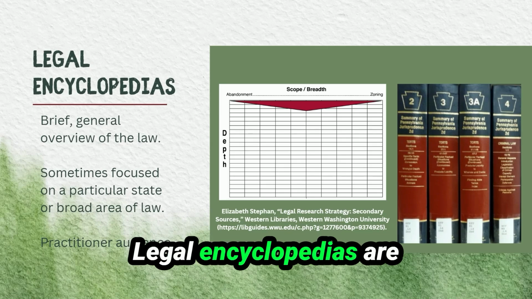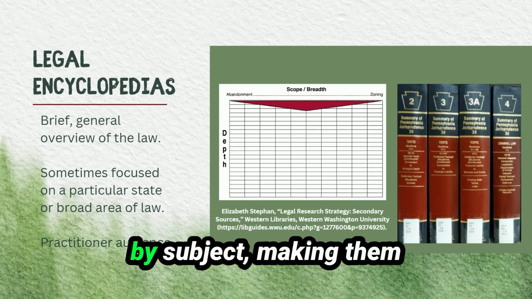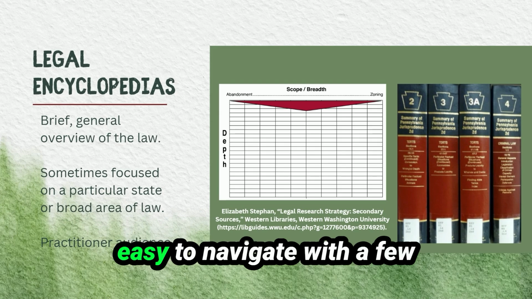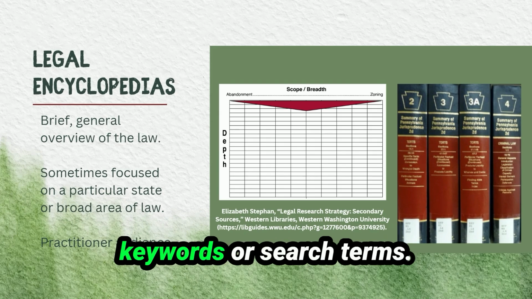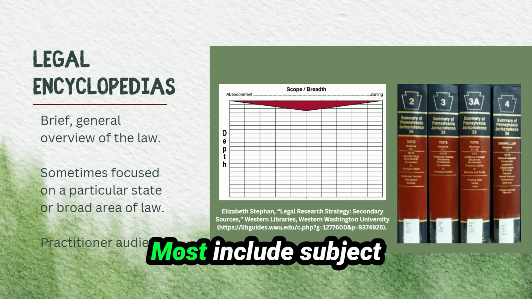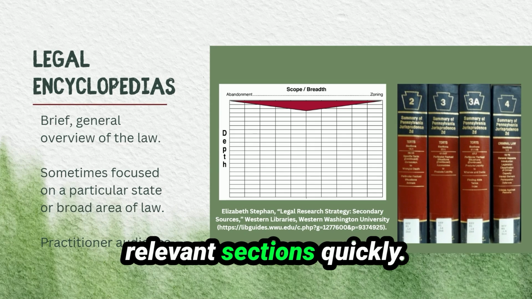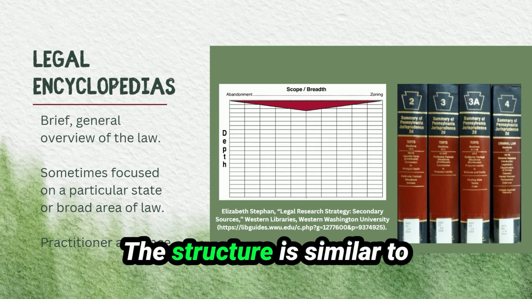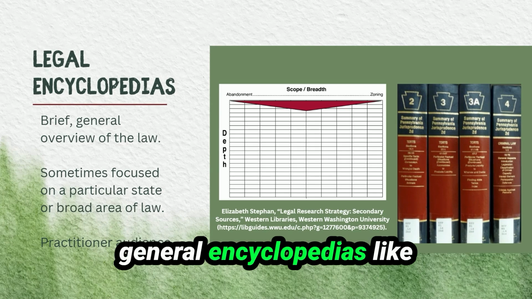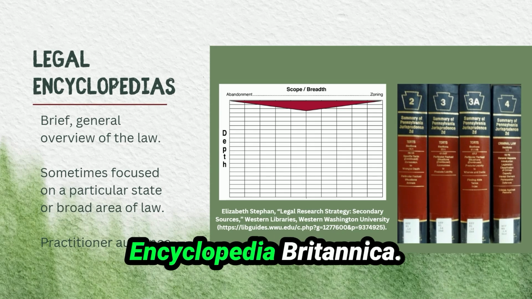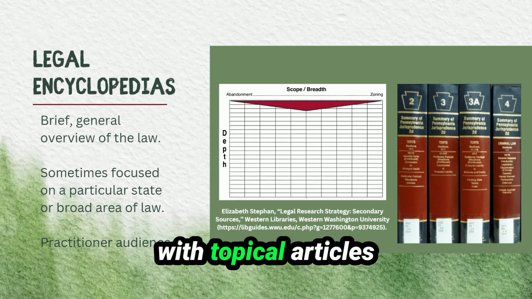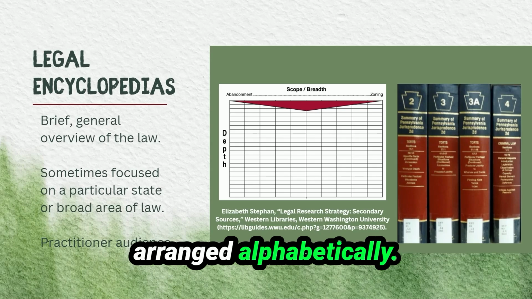Legal encyclopedias are arranged alphabetically by subject, making them easy to navigate with a few keywords or search terms. Most include subject indexes to help you find relevant sections quickly. The structure is similar to general encyclopedias like Encyclopedia Britannica, with topical articles arranged alphabetically.